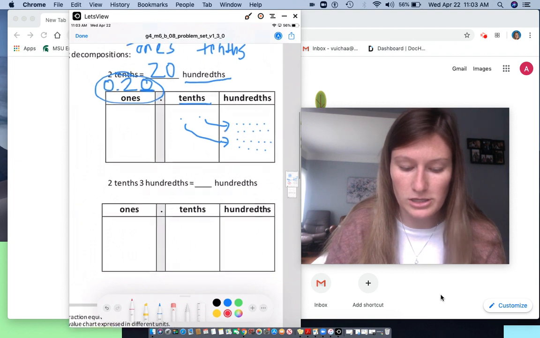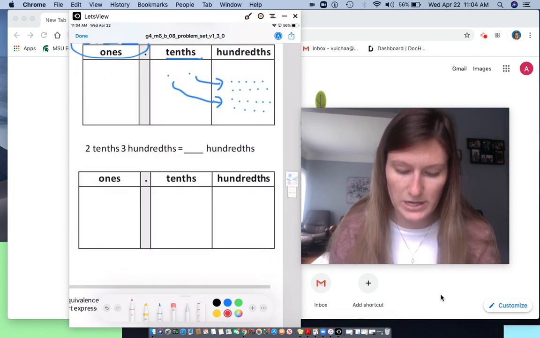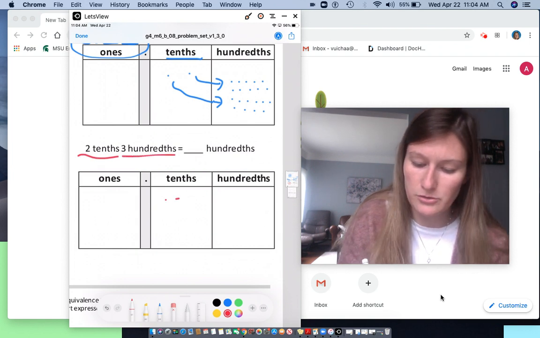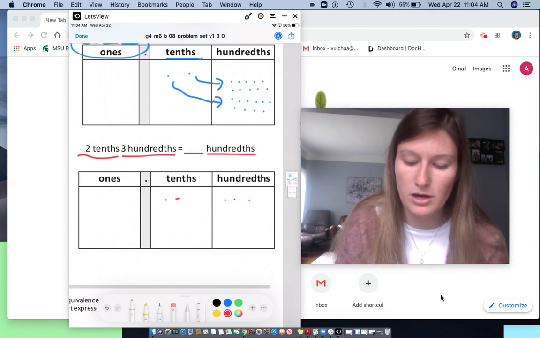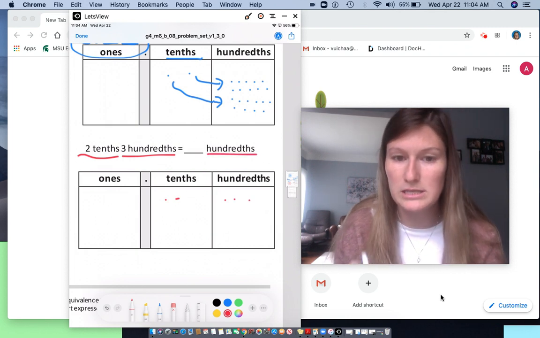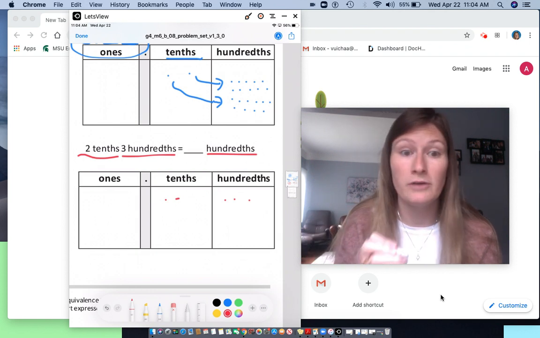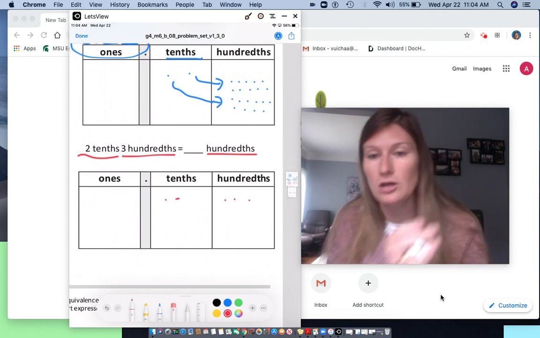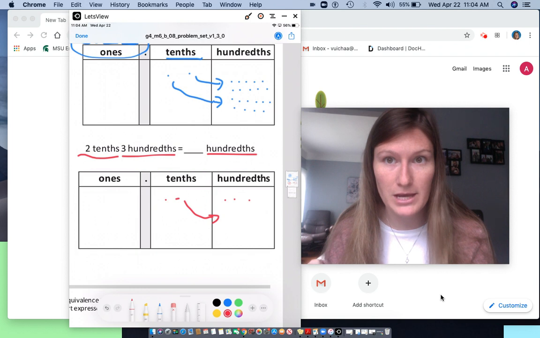So let's look at the next one. 2/10, 300. So again, let's make our dots first. So 2/10, so 2 dots, and then 300, so 3 dots. 1, 2, 3. Okay, now they want everything in the hundreds, so these can stay the same. The 3 dots in the hundreds are staying. Unfortunately, we have to move the 2 dots in the tenths to the hundreds.